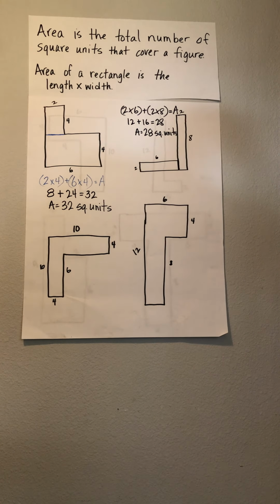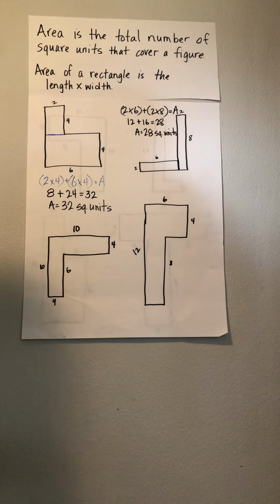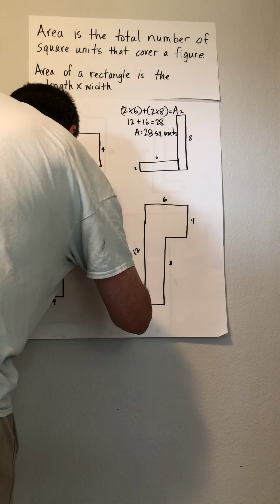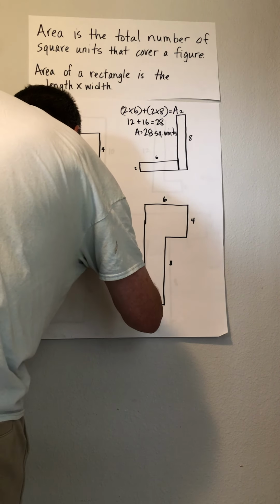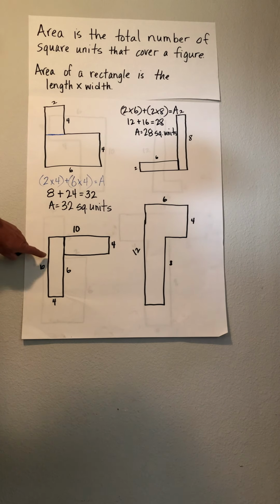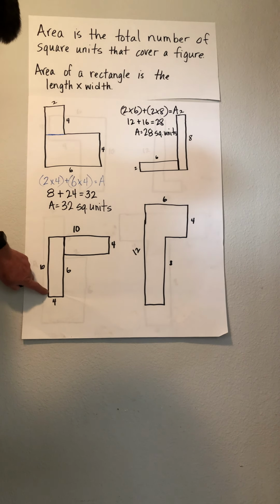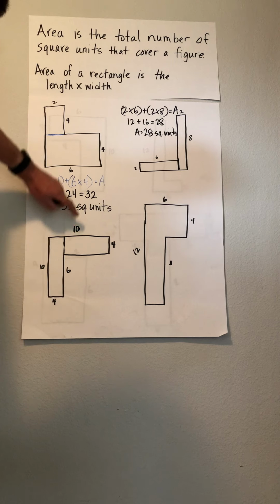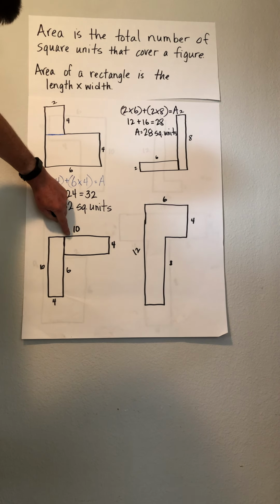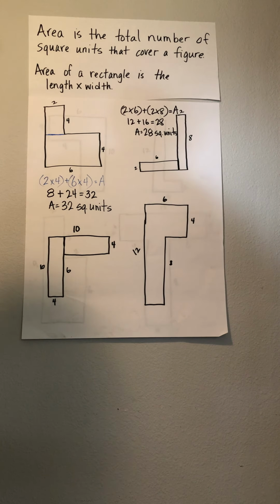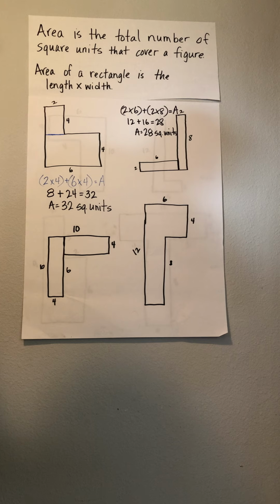Now, moving down here. Where do I want to put my line? I can go either way. I think I will just put my line right there. So now I've got a rectangle here that is 10 by 4. And I've got another rectangle that is, well, we have to figure it out because it doesn't tell us.